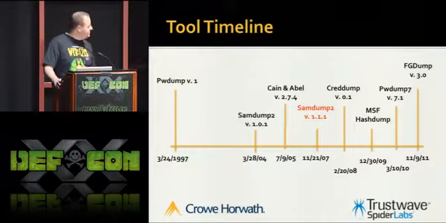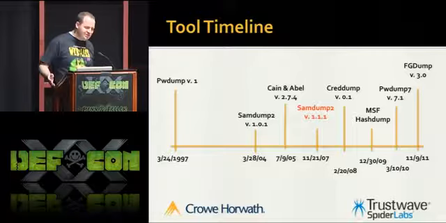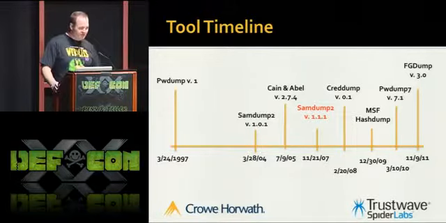SamDump 2 realized that they were getting incorrect hashes. You go right to their changelog and they say, there's a problem here. I fixed the hash offset stuff. That was 2007. Three months later, CredDump was created. CredDump was one of the first tools to do this in a scripting language. Scripting languages are a lot more accessible for people, including myself and Ryan. That's the reason why we focused on a scripting language to start with.